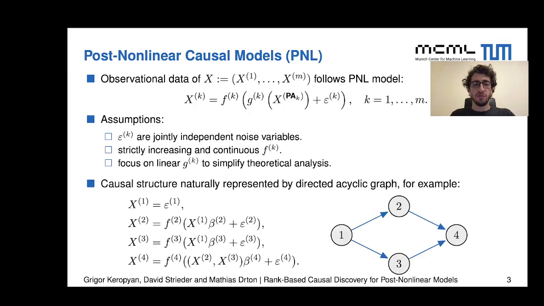The causal structure of PNLs is naturally represented by a DAG, and we aim to estimate the corresponding causal ordering based on observational data alone. The last part of the slide is an example of a PNL model with 4 nodes.